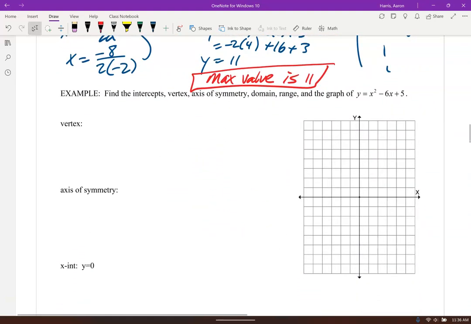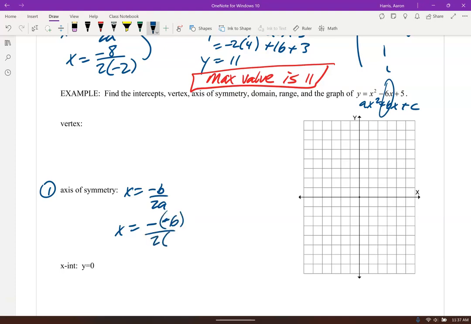All right, let's do a whole bunch of work on this one. Let's find the vertex, our axis of symmetry, the whole gamut. And then we'll go ahead and graph this thing. And it looks like we have it in standard form again. Ax squared plus bx plus c. So I'm going to start with my axis of symmetry. That's x equals negative b over 2a. And I'm going to plug in my b here is negative 6 over 2, and our a is 1. So it looks like we got 6 over 2. That's 3. 1, 2, 3.